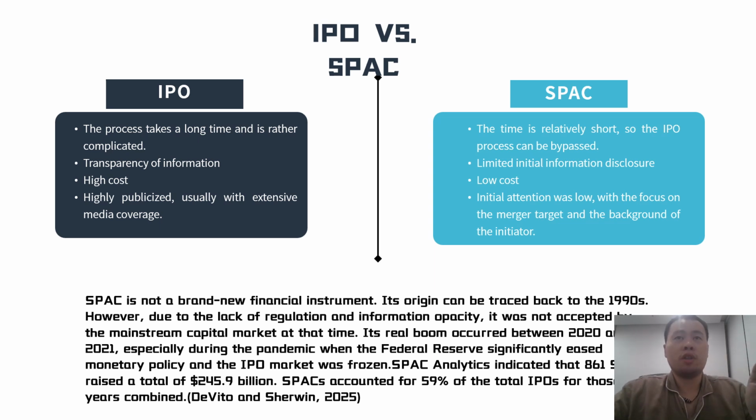Compared with the traditional IPO going public method, going public through a SPAC takes less time and can avoid many of the IPO procedures. Less information about the company can be disclosed. The cost of going public will also be lower. Public attention is more focused on the background of the SPAC sponsors rather than the company's business operation. In conclusion, companies can go public more quickly and easily through this approach.